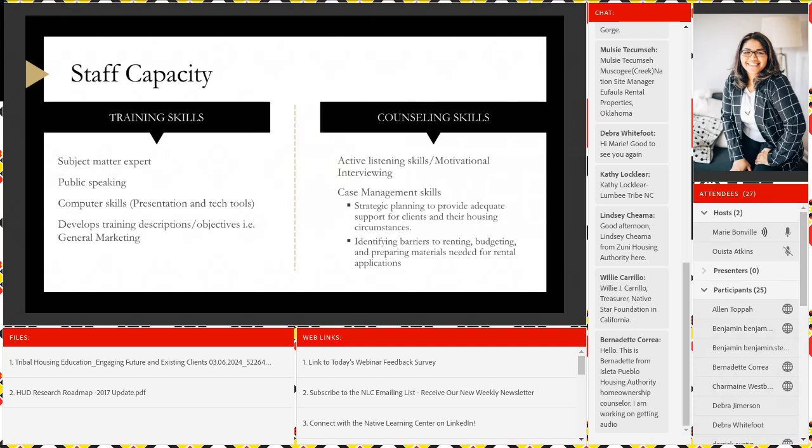Staff capacity. So, what's the difference between training skills and counseling skills? Well, what do they look like? Of course, with training skills, you want to become a subject matter expert in homeownership or in rental education, right? What does that look like? I'll kind of break that down for you in a little bit. But you learn a little bit about the things you need in order to be effective. It doesn't all happen at once, but it is something that, again, those first set of trainings that I mentioned earlier will set you up for success.